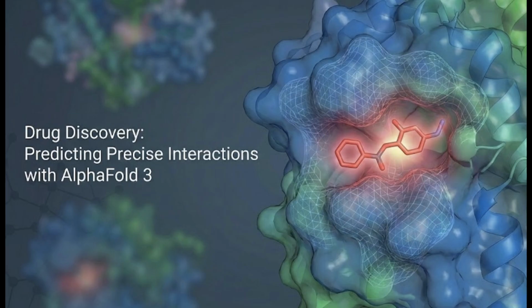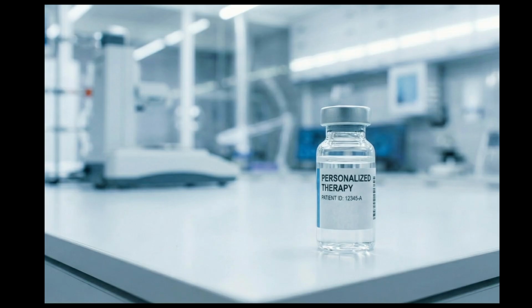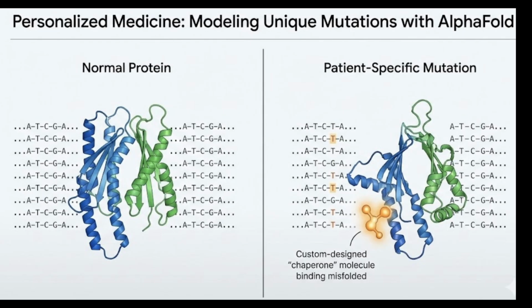In 2026, personalized medicine is no longer a buzzword. It's a reality for patients with ultra rare genetic diseases. By using the AlphaFold server to model a specific patient's unique mutation, researchers can now visualize exactly how that single letter change in DNA breaks a protein's shape. This allows for the rapid design of custom chaperone molecules meant for one person and one person only.